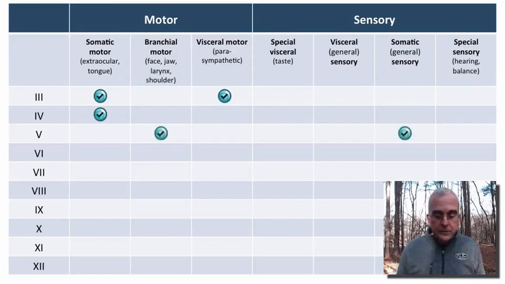Nerve 5 has two components. It has a branchial motor component. It supplies motor outflow to the muscles of mastication. That is, our chewing muscles. So these are muscles that are derived from the pharyngeal arches. There's also a sensory component in nerve 5. This is a general somatic sensory component derived from much of the face.